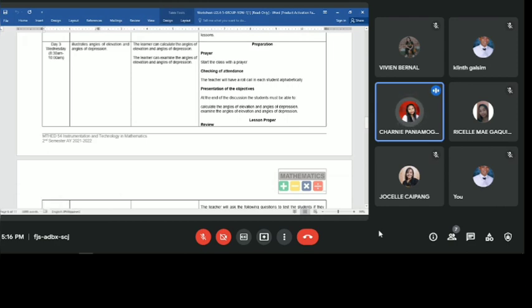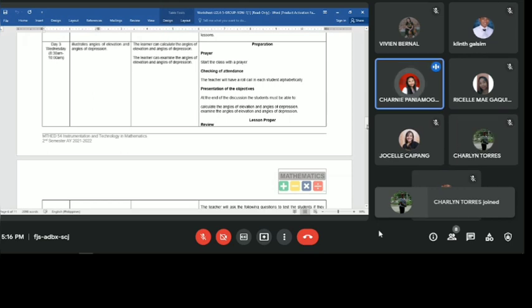For the daily procedures, for the preparation, the class will start with a prayer. Next, the teacher will have a roll call of each student alphabetically. Next is the presentation of the objectives. The first objective is calculate the angles of elevation and angles of depression. Second is examine the angles of elevation and angles of depression.